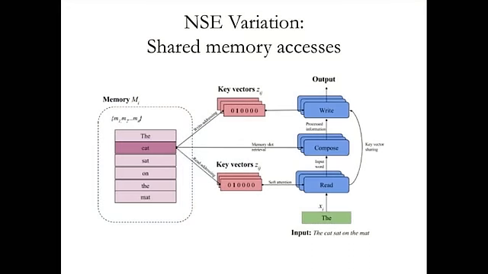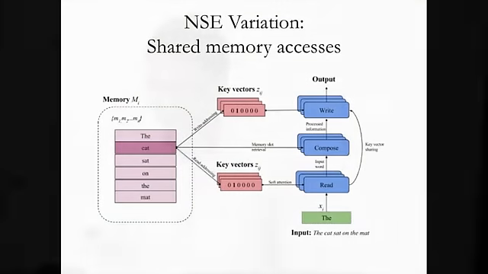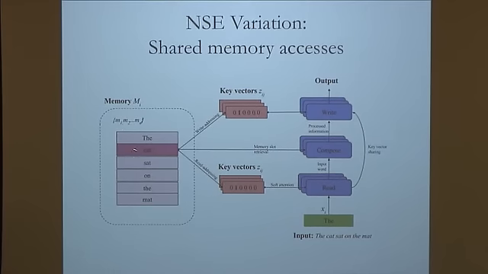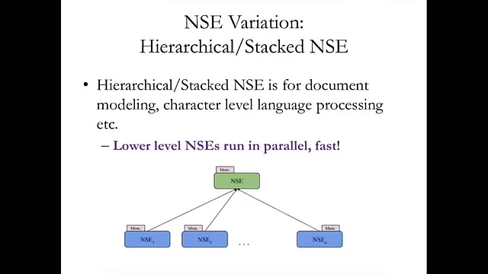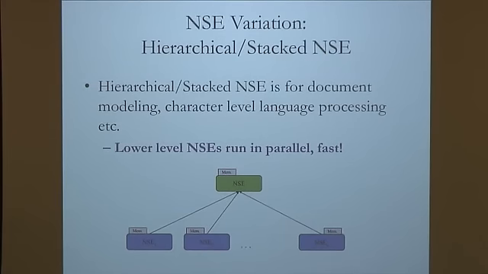So we have this shared memory. This is different from what you defined as shared, I think. So we have a set of NSE models accessing a single memory so that we are basically forcing the NSEs to share representation and information using the memory. It's going to be useful for some tasks. And we have this hierarchical or stacked NSE. This architecture is useful for document modeling tasks or character-level language processing. Those lower-level NSEs operate on sentences, for example, and provide the sentence representation to the higher-level NSE. The higher-level NSE constructs the document representation so that it can be applied to sentiment document classification or document summarization tasks.